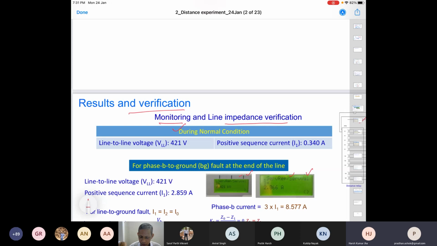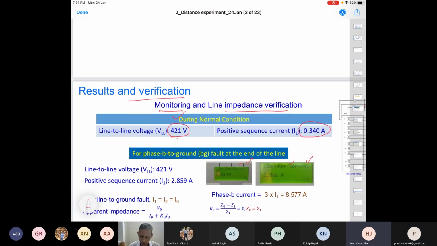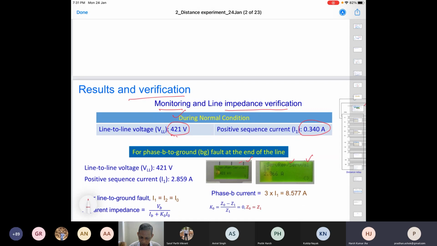For a given situation, the line to line voltage showing is 421, and the corresponding positive sequence current is 0.340. So the line to line voltage is 421, and for a phase to ground fault at the end of the line, it will not trip. For zone 1, the fault remains. During that fault period, because this will not be severe, we notice the voltage is still 421, and the corresponding sequence current is 2.87, something like that. Agree? This is the normal situation, and this is the fault situation.